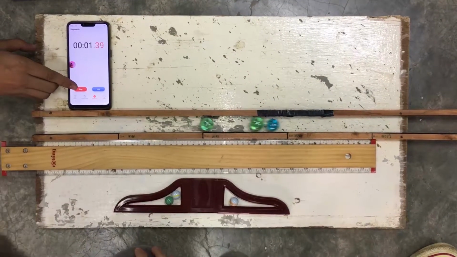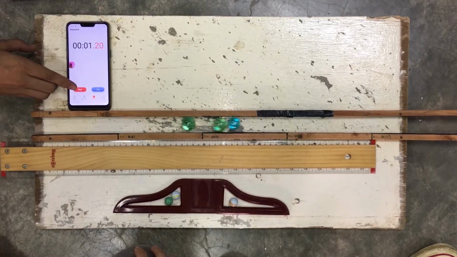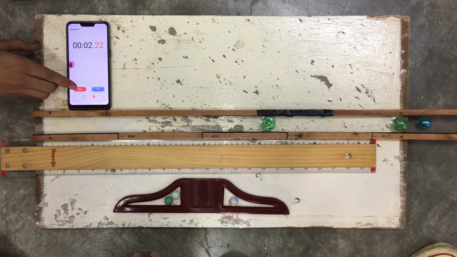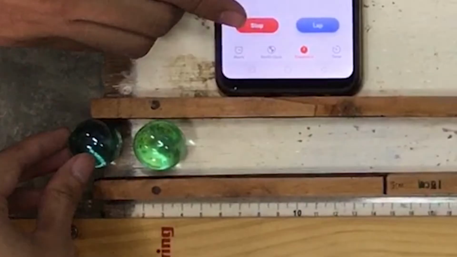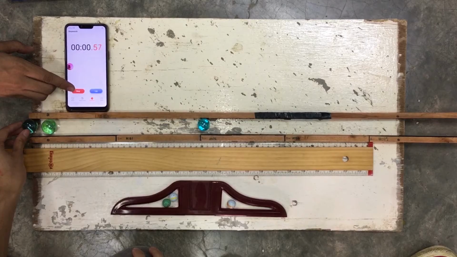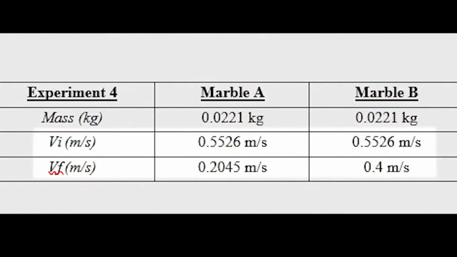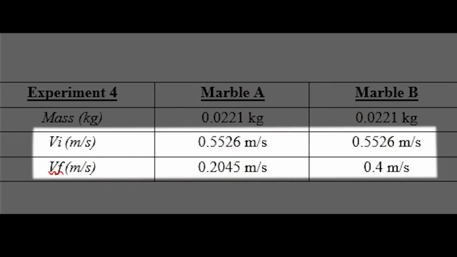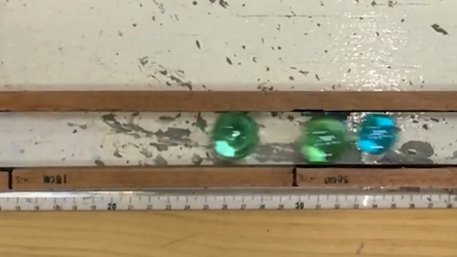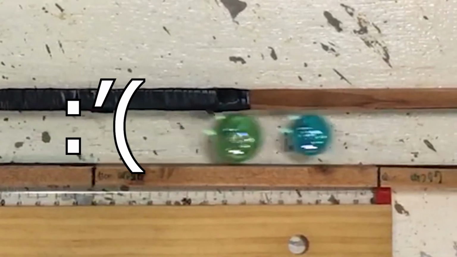In experiment 4, all 3 marbles were used. 2 marbles of the same mass were rolled toward the third marble that had a different mass, and this marble was at rest. Marbles A and B were moving together before they collided with marble C. After the collision, marbles A and B moved at slower velocities, and marble C was now in motion. Marble A, however, got left behind by marbles B and C as they continued to roll out of the table or base.